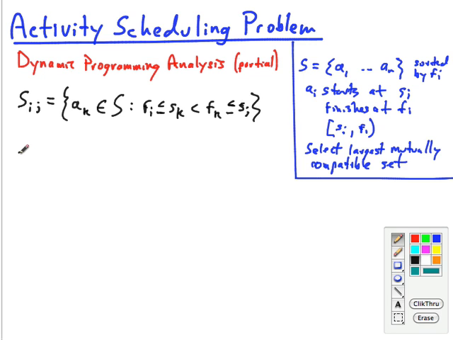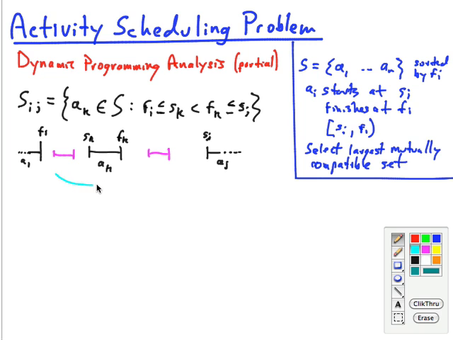Diagrammatically, we can think that at some point we have an activity i, and at some point in the future, possibly with other stuff following, we have an activity j. This is the finishing time for i, this is the start time for j, and we want to consider in this interval all A sub k that fit in here. Their start and their finish are in between these two. And there could be, of course, many things that meet this definition.